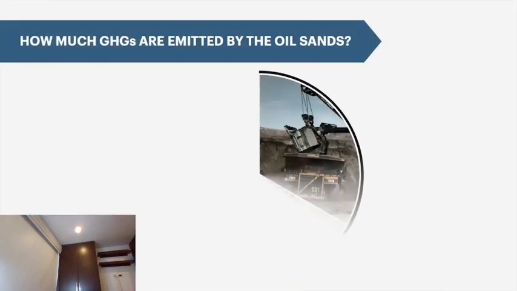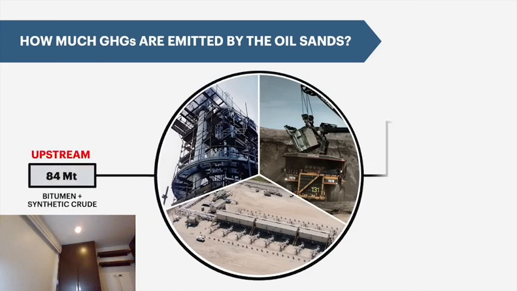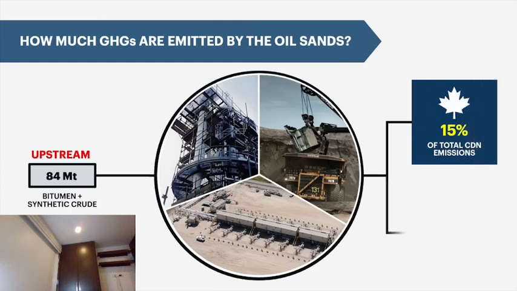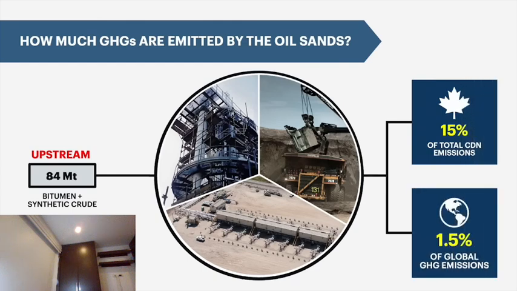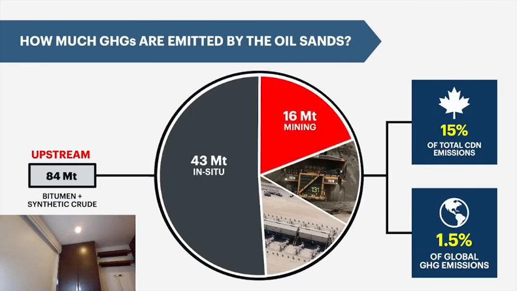In 2019, the oil sands emitted 84 megatons of CO2 equivalent. That worked out to about 15% of Canada's total emissions. Those emissions are split about half from in situ operators and the other half from mining and bitumen upgrading.